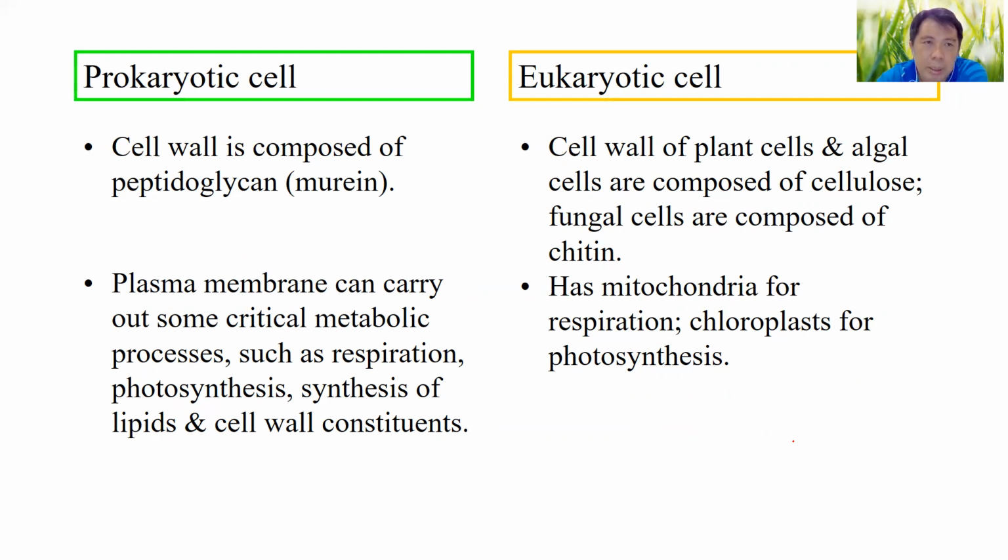Plasma membrane in prokaryotic cells can carry out some critical metabolic processes, such as the mesosome here. Whereas in eukaryotic cells, they have mitochondria for respiration and chloroplast for photosynthesis.